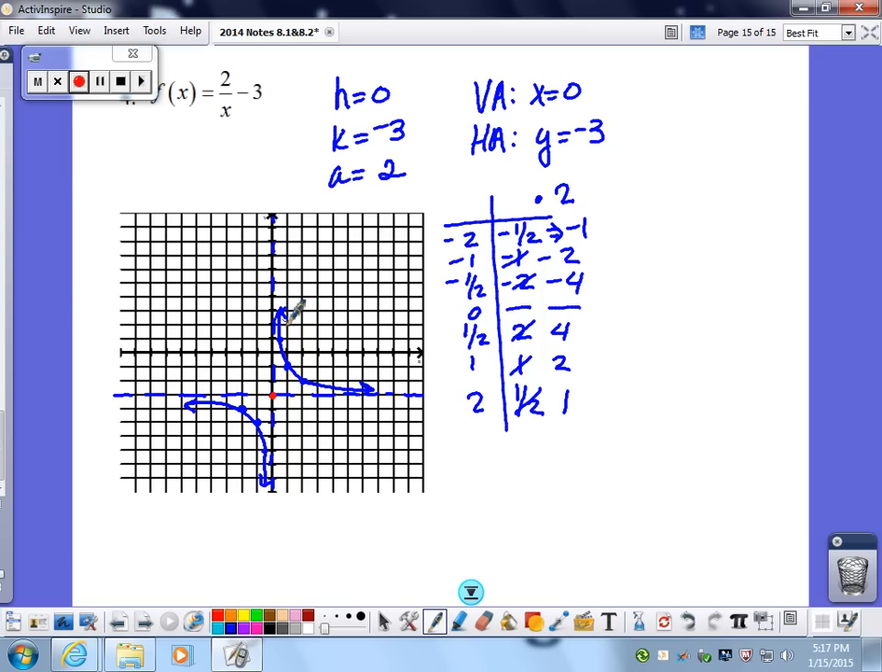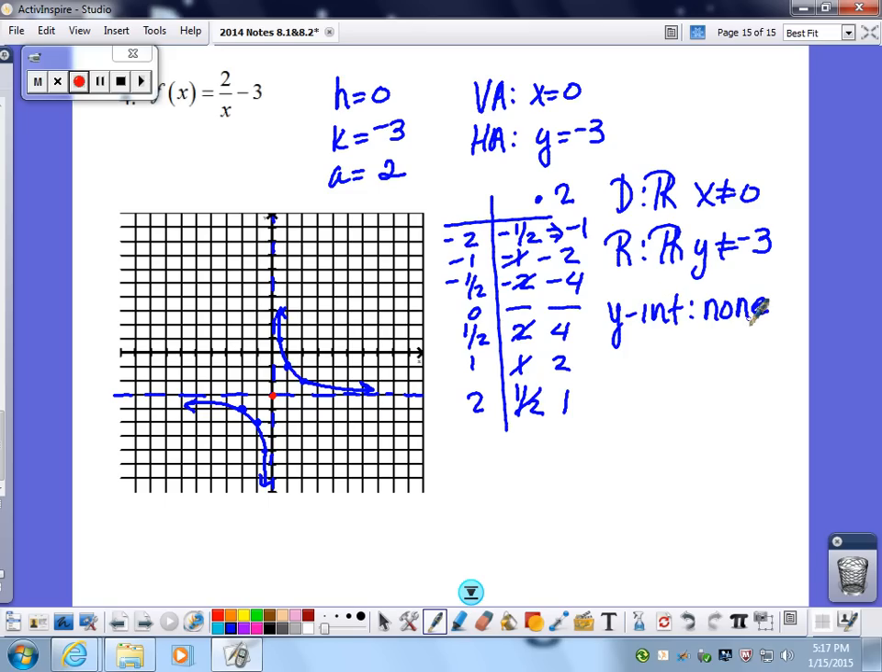Let's make sure we got domain and range. I didn't talk about that with the last one. Domain is all reals, but x cannot equal 0. Our range is all reals, but y cannot equal negative 3. The y-intercept, there's none. It doesn't touch the y-axis, but we do have an x-intercept.